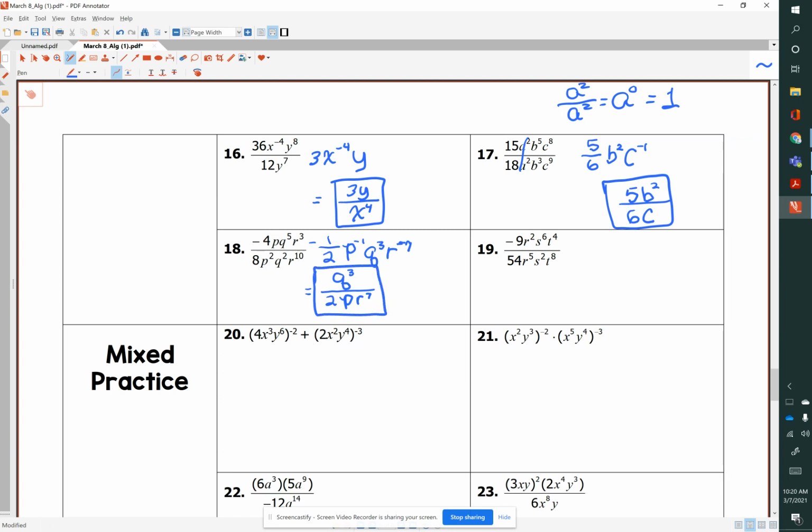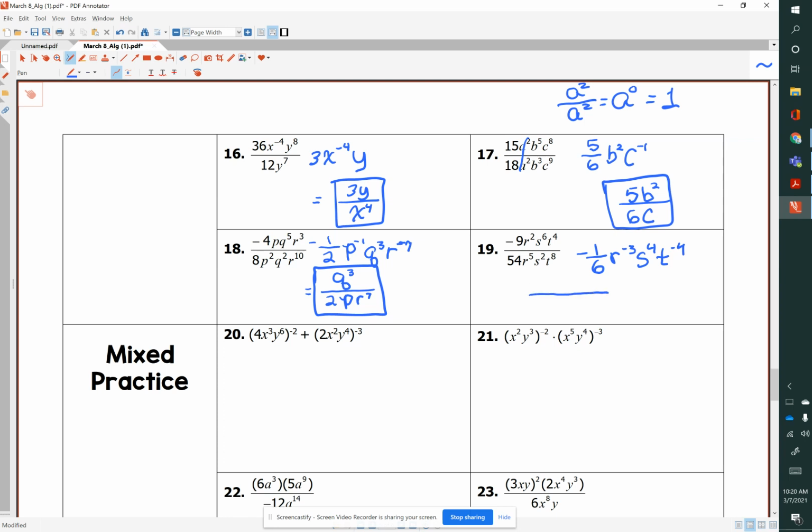And number 19, negative 9 over 54 simplifies to negative 1 over 6. R, 2 minus 5 is r to the negative 3rd. S, 6 minus 2, s to the 4th. T, 4 minus 8 is t to the negative 4th. And so this will be very similar to number 18.